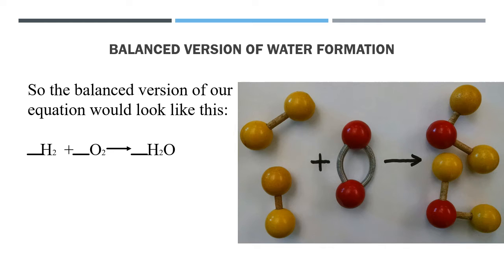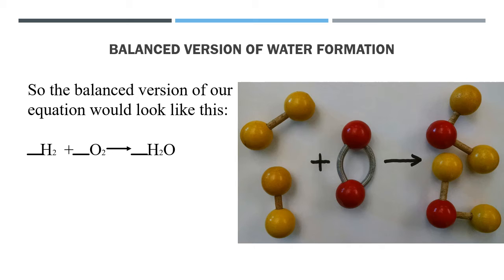Balanced version of the water formation. So the balanced equation would look like this. I put lines in front of each of our molecules and we're going to write in coefficients to show how this equation can become balanced. You can see the number of groups of the elements or molecules has changed from the previous slide. If we count the individual atoms of oxygen and hydrogen in the picture, we know that there is now the same number on both sides. 1, 2, 3, 4 hydrogens and 1, 2 oxygens.